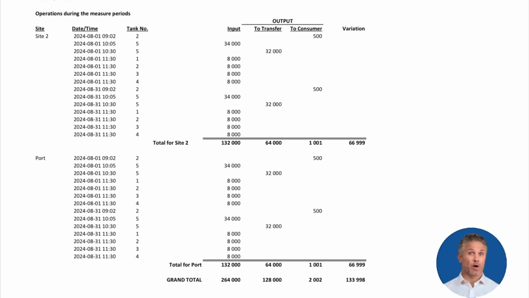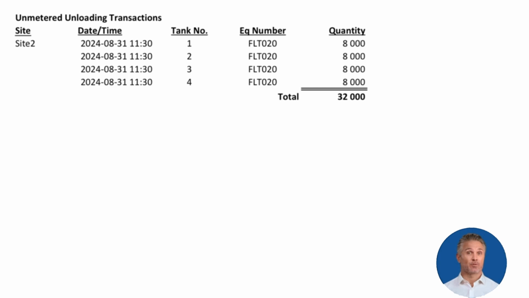The next page shows operations during the measurement period. This includes a chronological list of transactions at each site. These are deliveries, transfers, and consumption volumes, as well as corresponding totals. If you have pumps without flow meters, you can include a section dedicated to them in the report. Included information is the site, date and time, quantities, and equipment number.